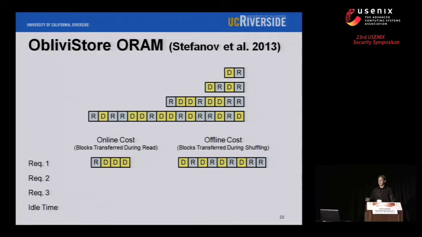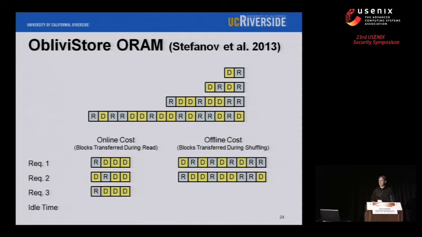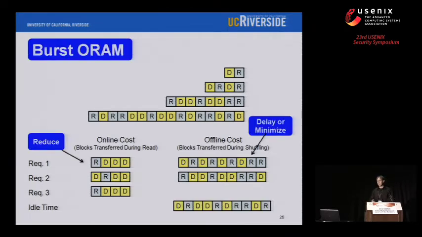So the 4 blocks that we read, one from each level, is the online cost. At that point, the request can be satisfied. Then we do some amount of offline or shuffling work that gets the partition ready to handle subsequent requests. Again, this is a simplification visually of how it works, but this is the idea. So by the time we've satisfied the 3rd request, say in a burst of requests all coming in at once, we've done all of this online and offline I/O, and there's very little we have to do during the idle period. So with Burst ORAM, we want to reduce this online cost component on the left and delay or minimize the offline cost.